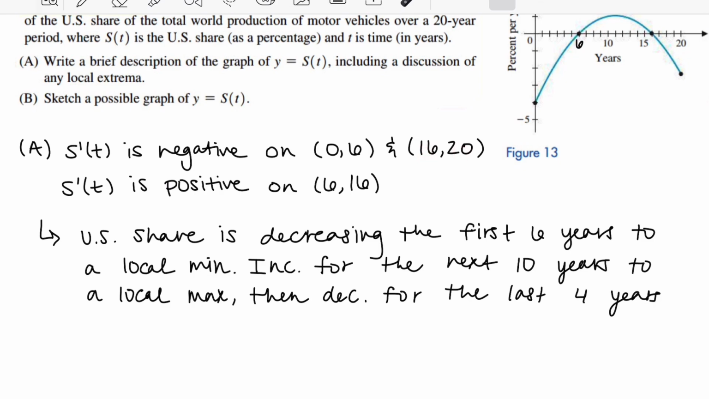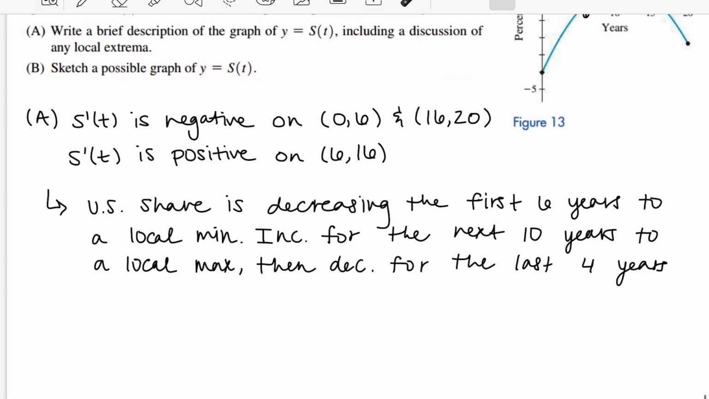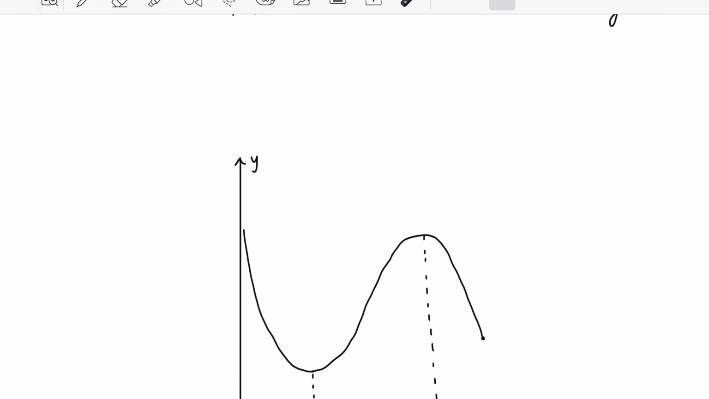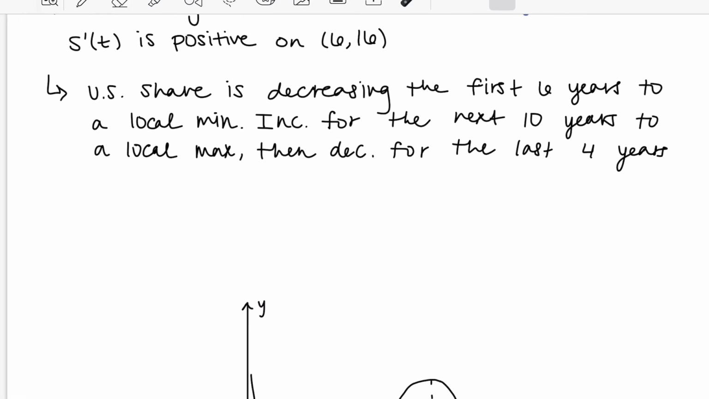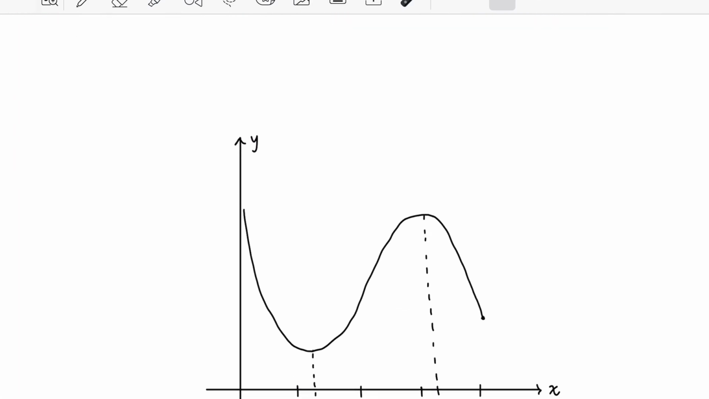All right, and then we want to sketch a possible graph of S of t. I've done that here. So this is just a super rough sketch because we don't really know much about this, given the lack of info about S of t. So we don't actually know the scale for the y-axis, but this is just a rough sketch indicating our local min and our local max here, and then the fact that our function is going to be decreasing up to this point, increasing to this point, and then decreasing again.